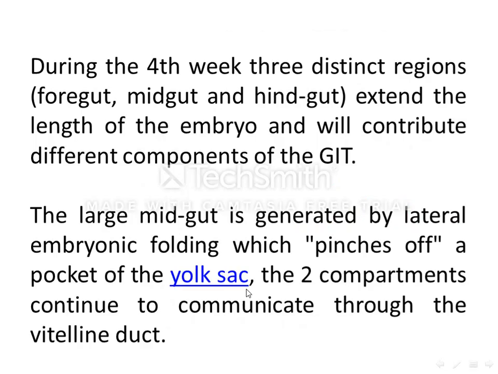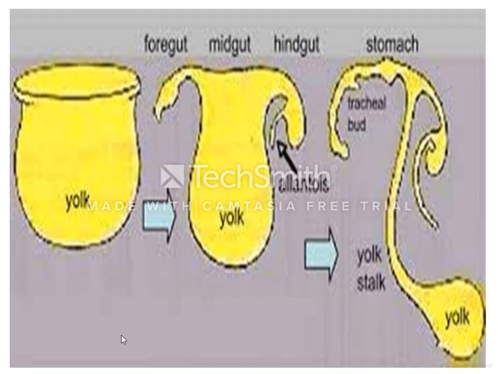During the 4th week, 3 distinct regions, foregut, midgut, and hindgut, extend the length of the embryo and will contribute different components of the GIT. The large midgut is generated by lateral embryonic folding, which pinches off a pocket of the yolk sac. So the two components communicate through the vitelline duct.